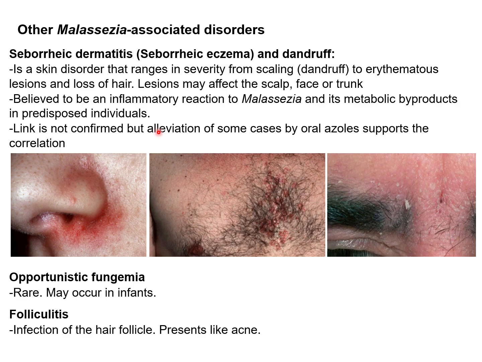Rarely, what you might see is opportunistic fungemia. So, all of the conditions we're discussing today, or all of the agents we're going to discuss today, are not associated with deep infections or systemic infections. However, all bets are off, of course, in the immunocompromised, or somebody who has a weak immune system. So, opportunistic fungemia with Malassezia might occur. It's rare, it might happen in infants, for example.